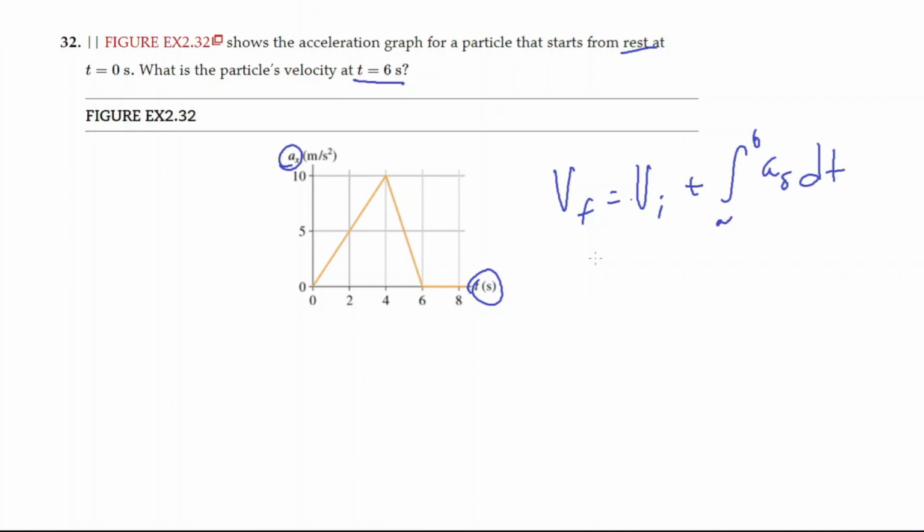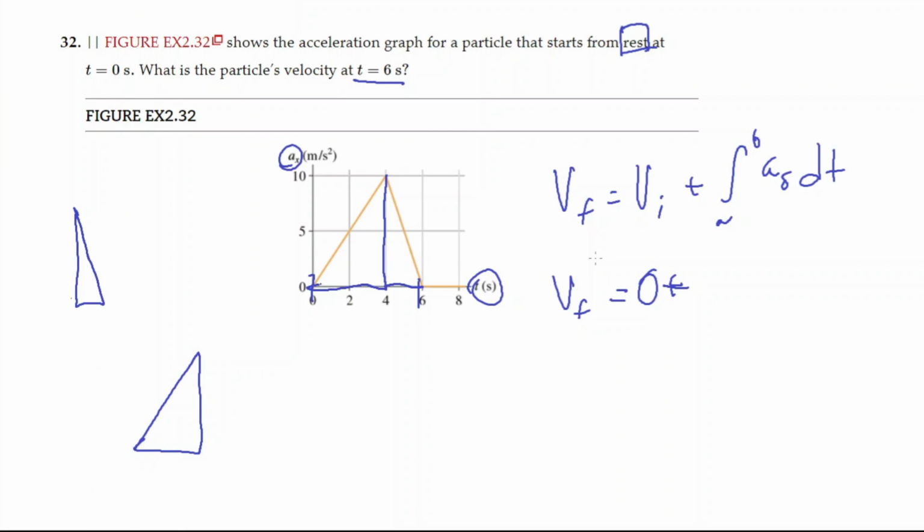versus time graph. But since this particle starts at rest, our V initial is going to be equal to 0. And all we need to do is find the area under the graph from the interval of 0 to 6. So again, let's break it up into two shapes. Let's break it up into two triangles right here, one to the left and one to the right. The first triangle, the bigger one, is going to have a base of 4 and a height of 10. The other one is going to have a base of 2 and also a height of 10.